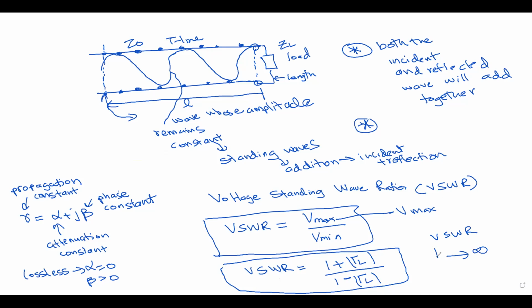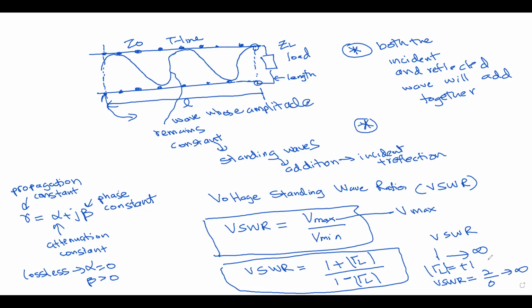The reason is that if we have the reflection coefficient 0, then the VSWR value is 1. If the reflection coefficient is plus or minus 1, then the magnitude of the reflection coefficient will be 1, right? In that case, VSWR will be 2 over 0, which is infinity.